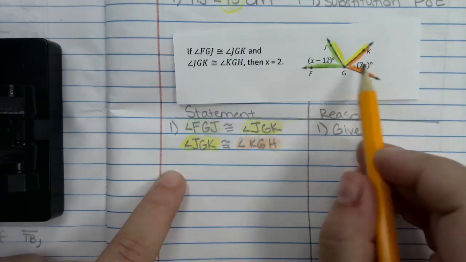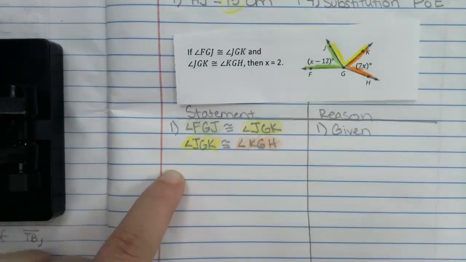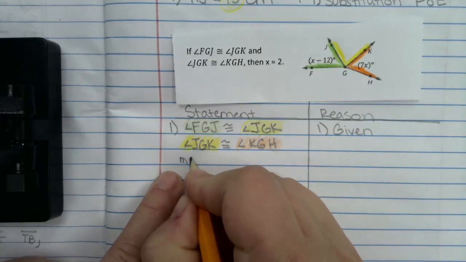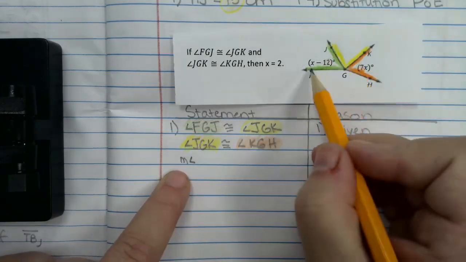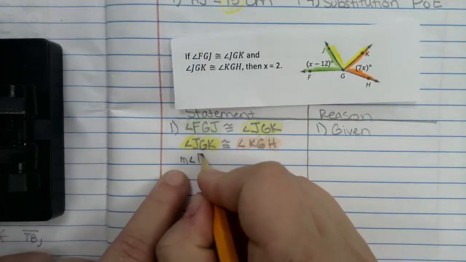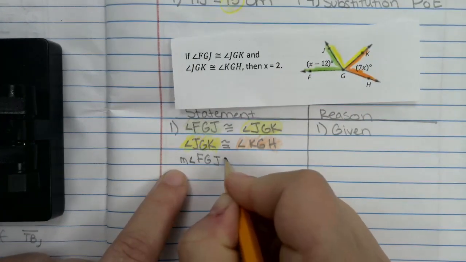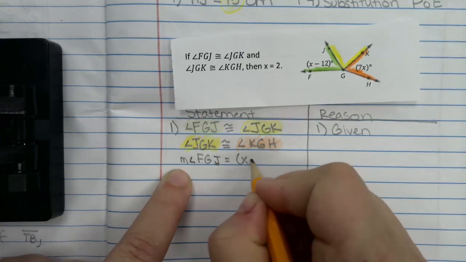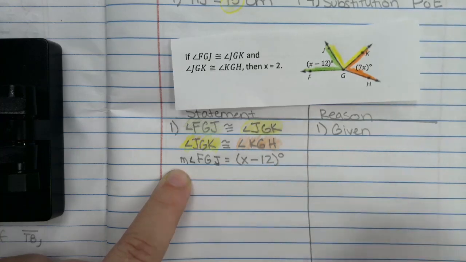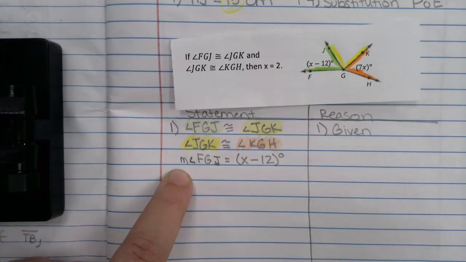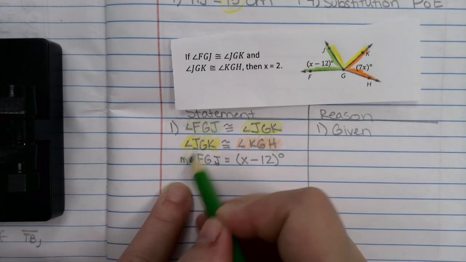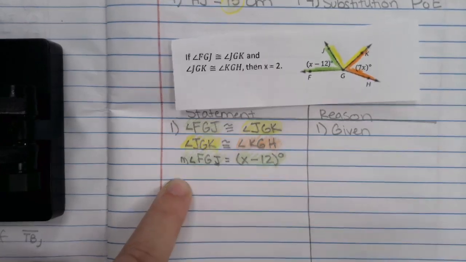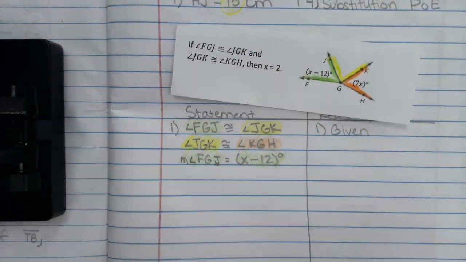And when we're looking at this diagram, we see this x minus 12 and the 7x, right? So I know that the measure of angle FGJ, my green one here, that measure is equal to x minus 12 degrees. Okay, and I'm color coding that green because that's my green angle there.